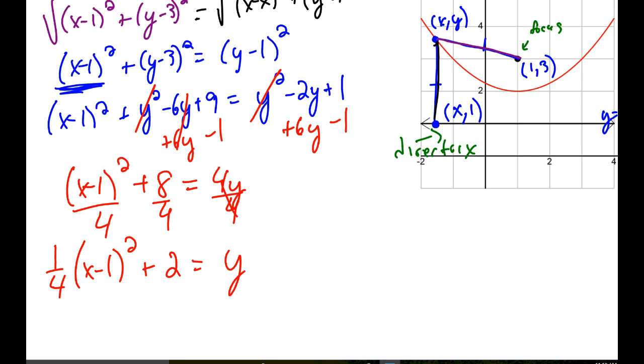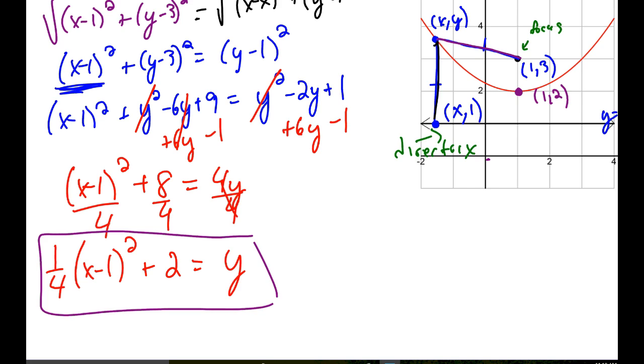Check. Does this equation of the parabola match up with the picture? I shifted right 1, up 2. That's the vertex right there. The vertex is 1, 2. That's what our equation shows. Is it a 1/4? I scaled it by 1/4, so it should be wider and be concave up. And that's what it looks like. So this is the equation of the parabola.